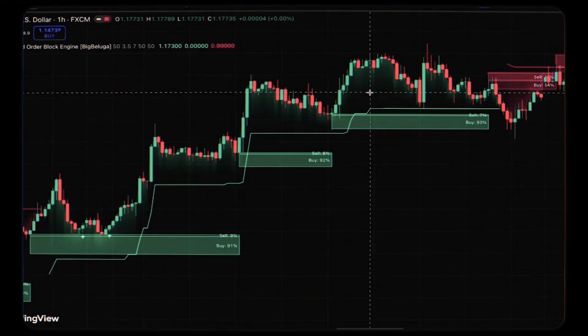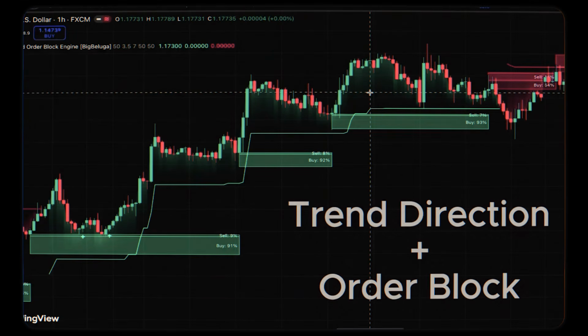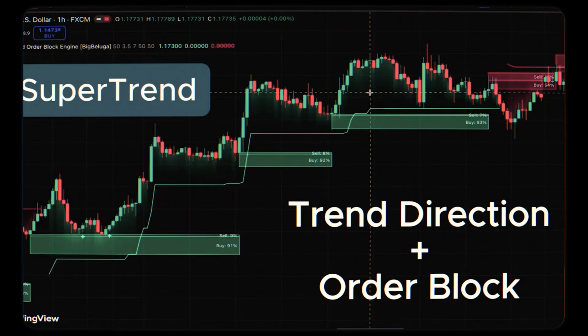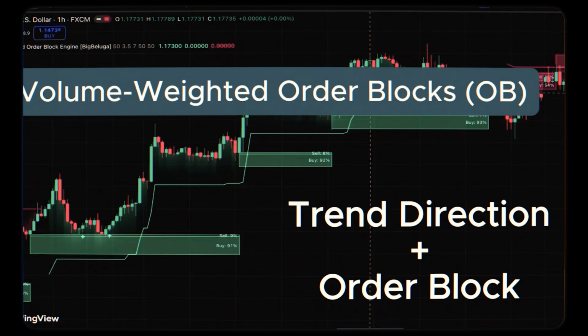This indicator combines two concepts together, trend direction and order block. For the trend direction, the calculation is based on super trend engine, and for the order blocks, they are volume weighted order blocks to show exactly when institutional buyers and sellers were active in the market.